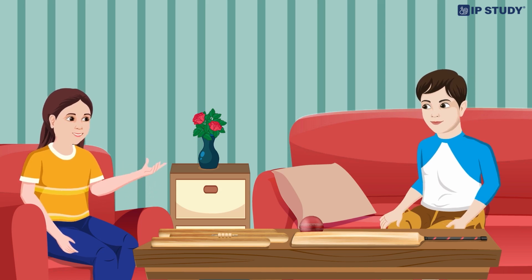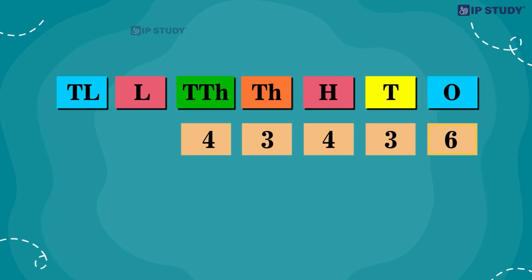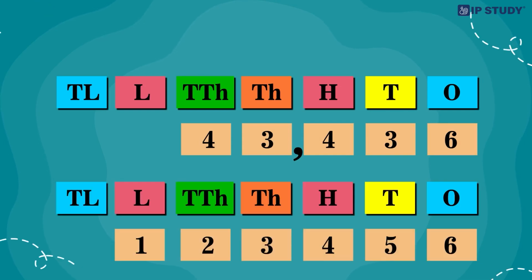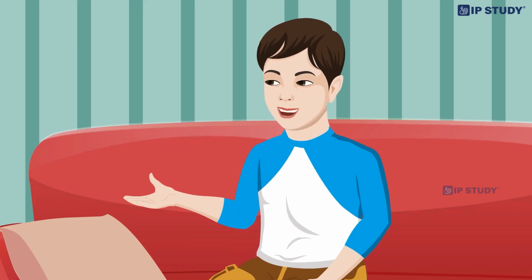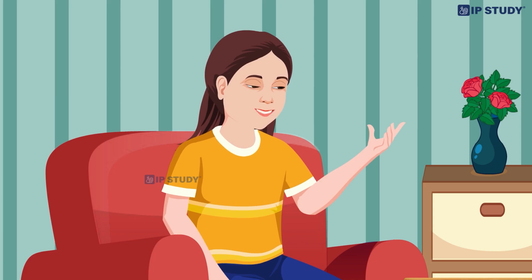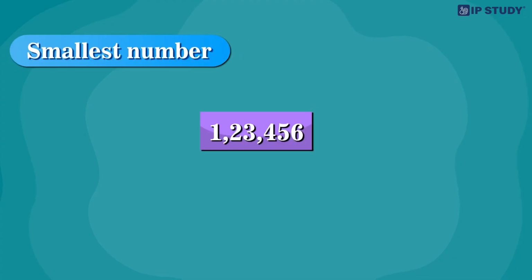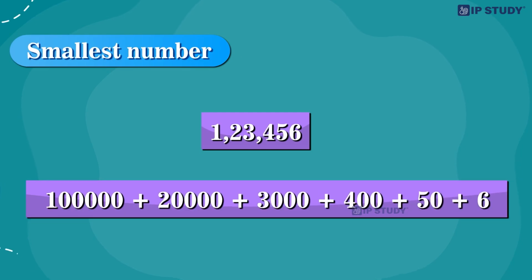Can we try reading some numbers? Sure, let's read these. 43436, 43,436. 1, 2, 3, 4, 5, 6, 1,23,456. This makes sense. Can we try the expanded form of a 6-digit number too? Absolutely. Take the 6-digit number 1,23,456. Its expanded form is 1 lakh plus 20,000 plus 3,000 plus 400 plus 50 plus 6.